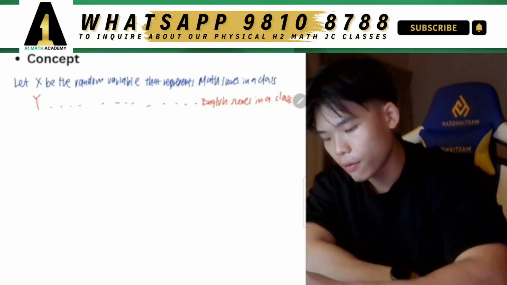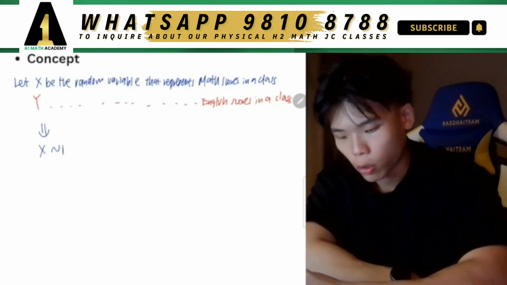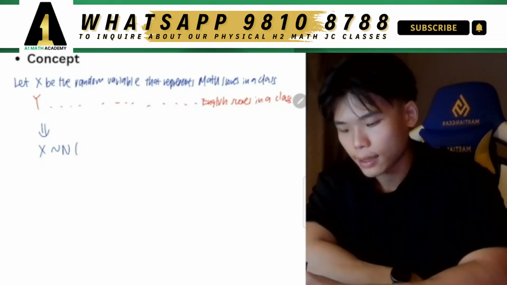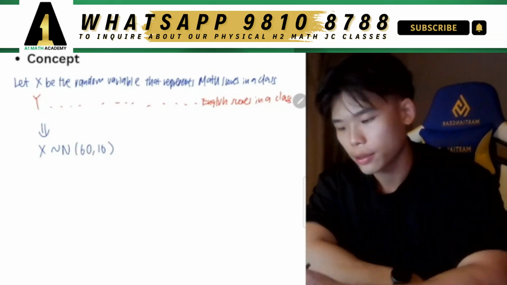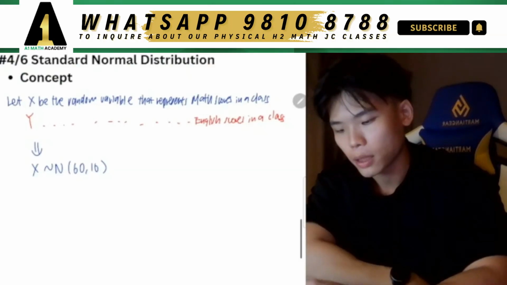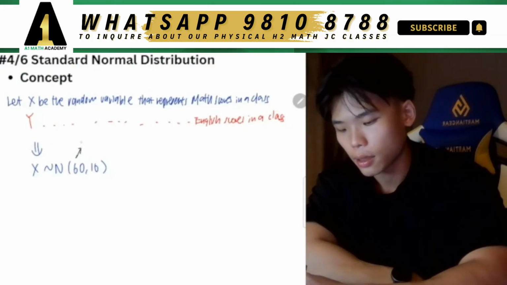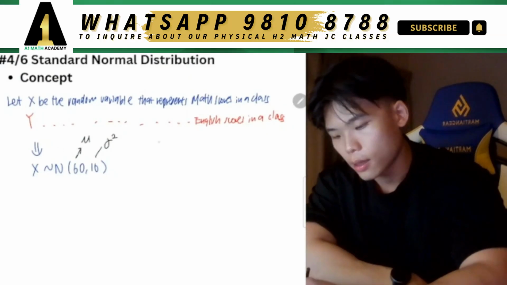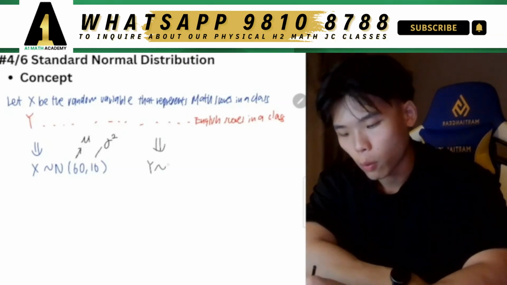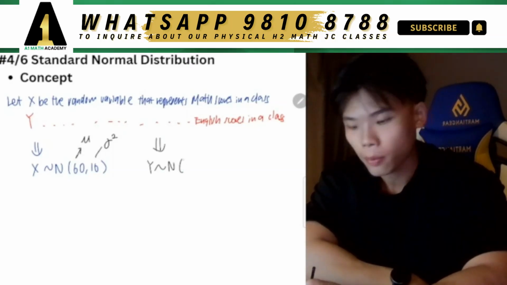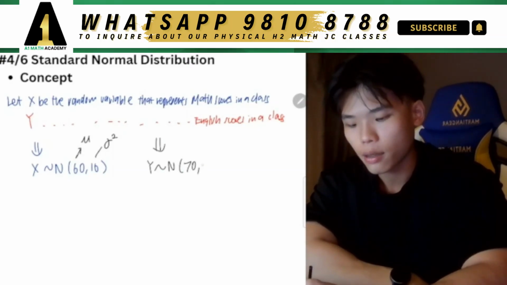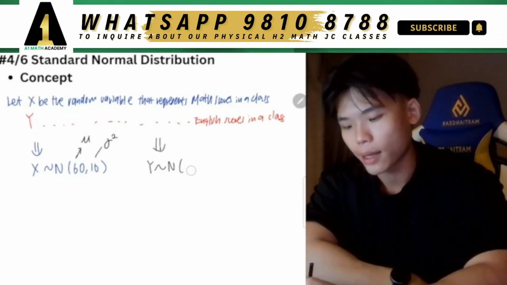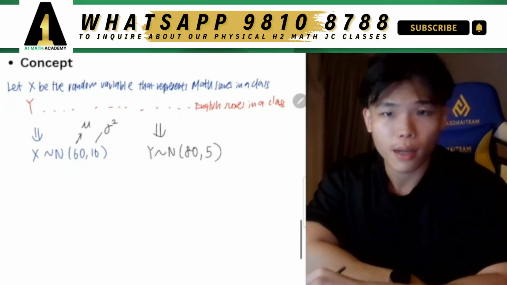Let's say, for example, X follows a normal distribution of, let's say, 60 and 10. Just a recap, this 60 is the mean and this is the variance, right? Standard deviation squared. Now let's say Y also follows a normal distribution of, let's say, 70 and 5. Or maybe I make the example a little bit more extreme. I put the mean away.